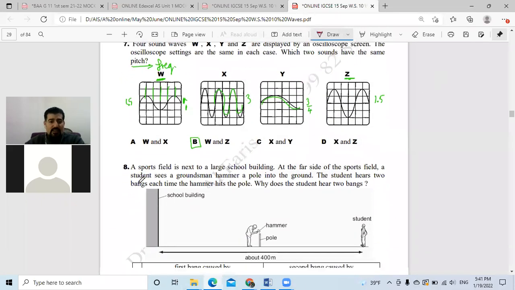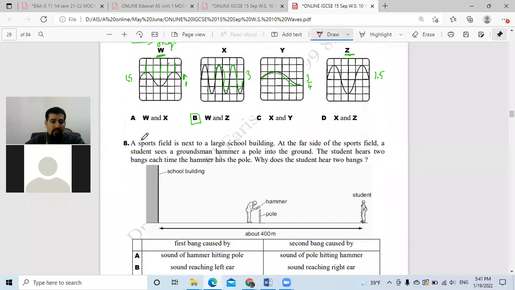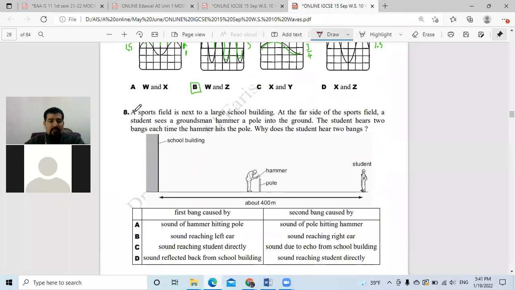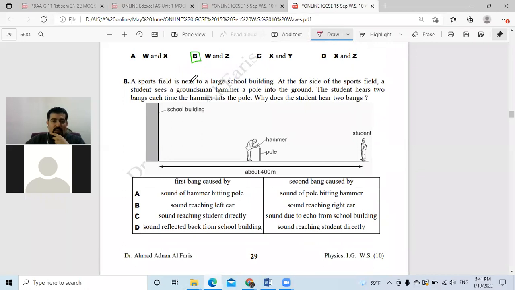Question number 7. We finished it. Question number 8. What do they ask? A sports field next to a large school building. At a far side of the sports field, a student sees a groundsman hammer a pole into the ground. The student hears 2 bangs. He hears 2 bangs each time the hammer hits the pole.